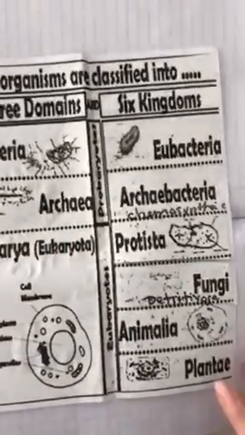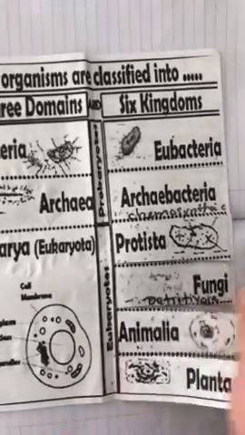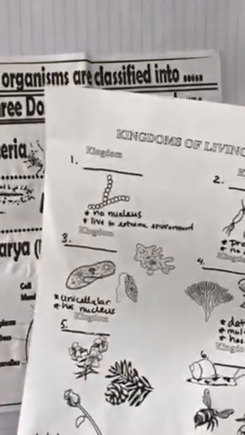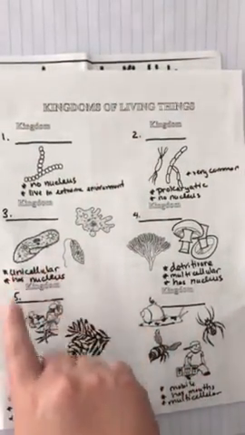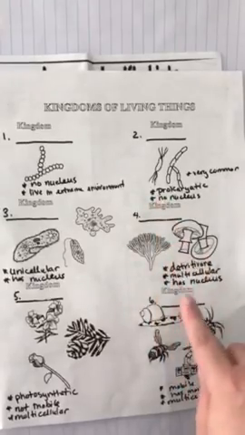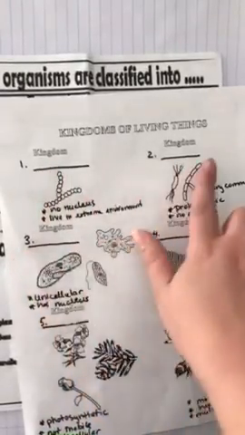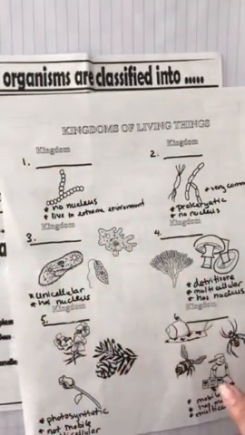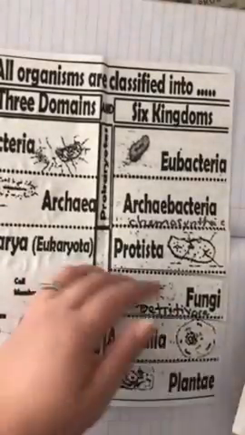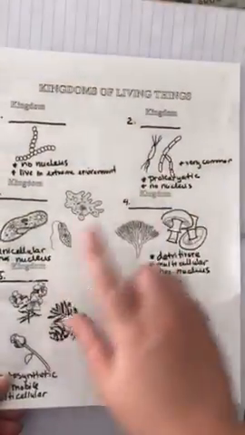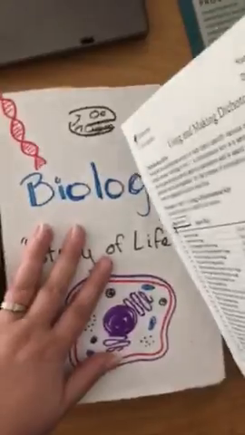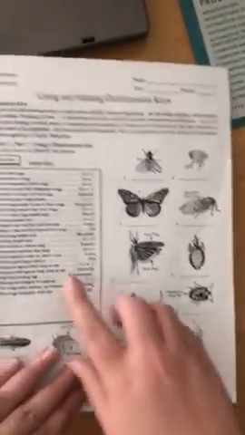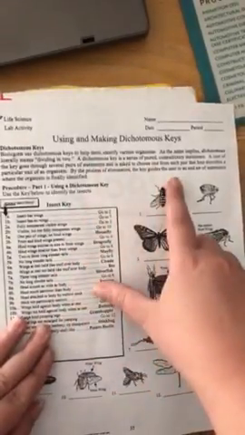Okay, so you're going to use these notes to complete your worksheet. I've given you pictures and I've given you hints to help you figure out which kingdom these organisms are a part of. So use your notes to help you figure out which kingdom these organisms are in. Once you're done with that and you're done with your notebook, then you're going to use the dichotomous key.